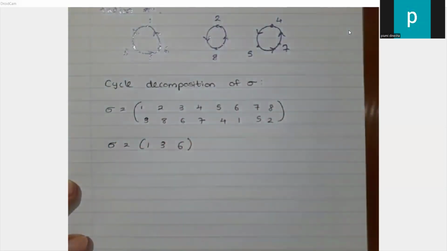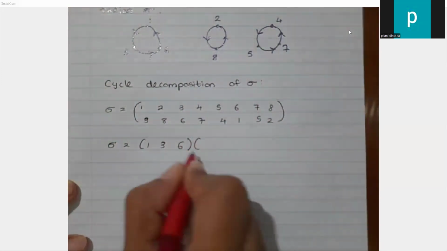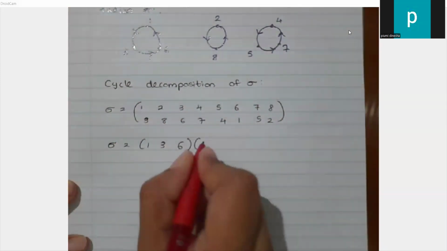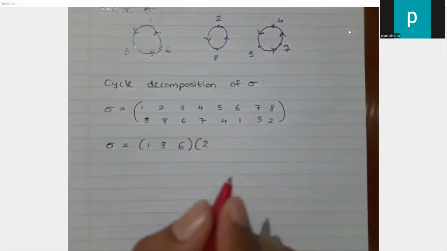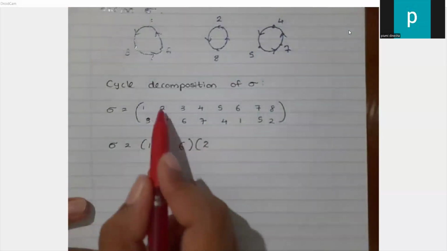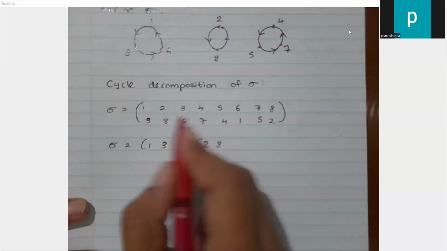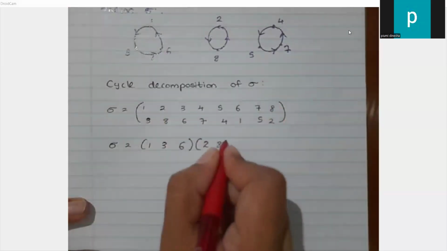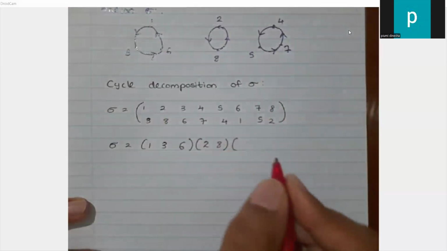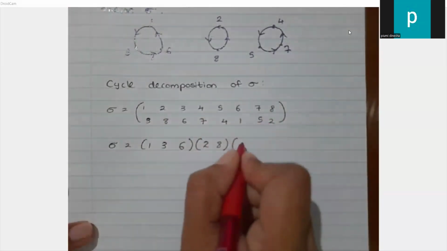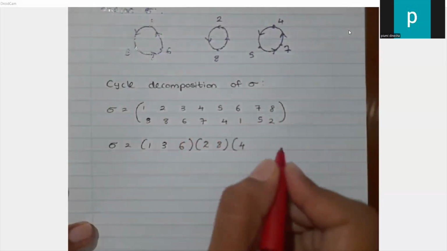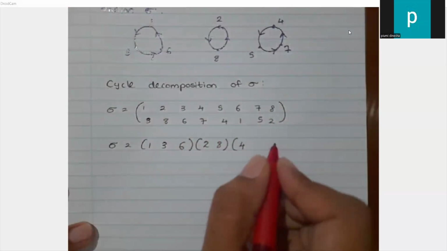We close this cycle. Then let's go to another element that we don't have. Write 2 over here. 2 is sent to 8. So we write 8. Go back to 8. 8 is sent back to 2. So we close it over here. Now to get the other one, start with 4. 4 sent to 7. 4 is sent to 7.